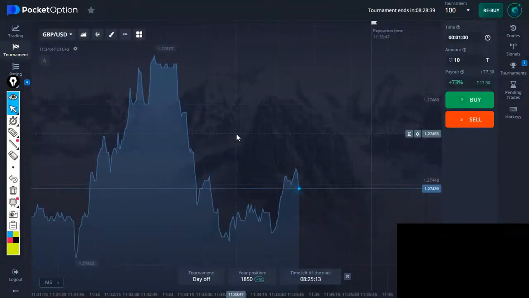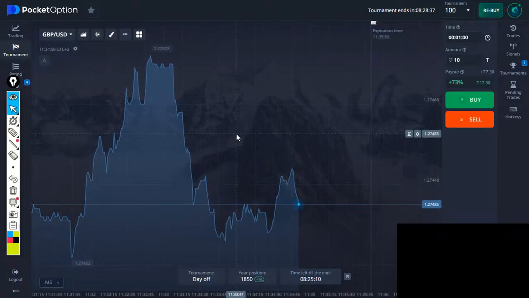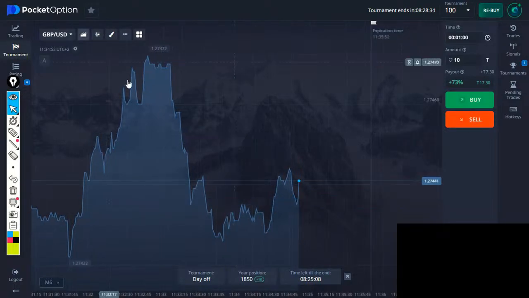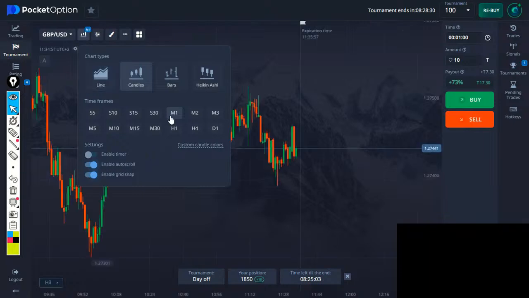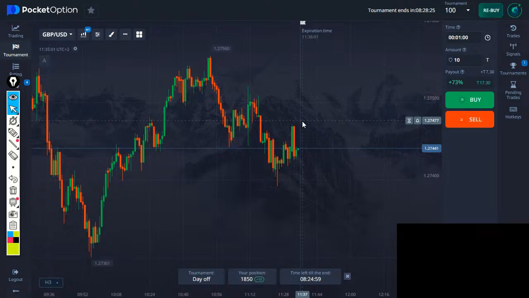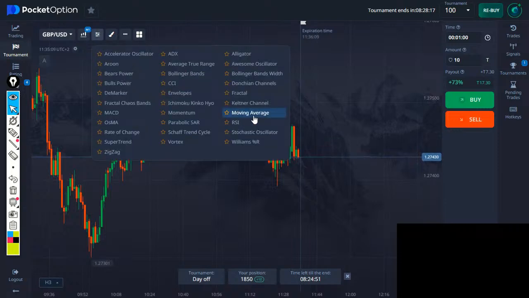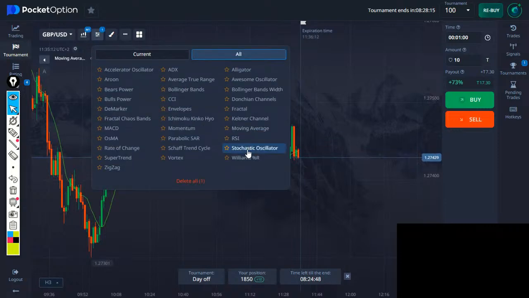So let's begin by setting up the chart. First, go to the chart type, select candles, the 1 minute chart. So every candle you see represents 1 minute of price data. Then go to your indicators tab, click on moving average once, stochastic oscillator once.